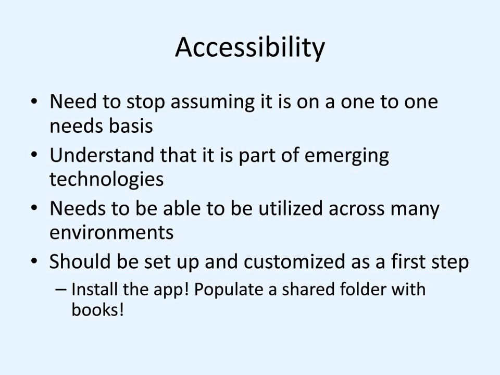Remember that whole idea of, in a sense, universal design for learning. The accessibility is built in everywhere we go. We just need to start utilizing it. We need to understand that it's part of all of the emerging technologies. There's text-to-speech, there are high-quality voices on all the platforms we're using now. It needs to be able to be utilized across many environments. We can't just say we don't have text-to-speech on the Chromebook, we have to go and use the iPad if you need that. We're expecting accessibility to be on whatever we grab, and it should be.